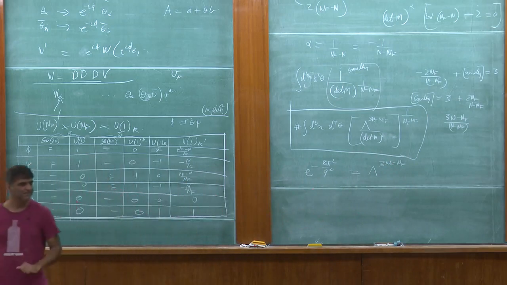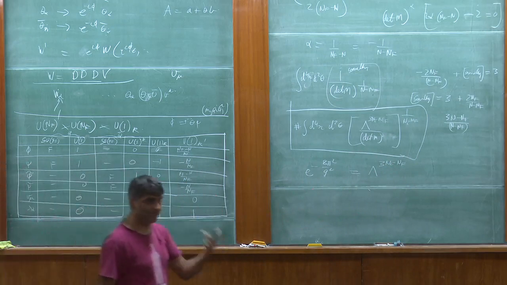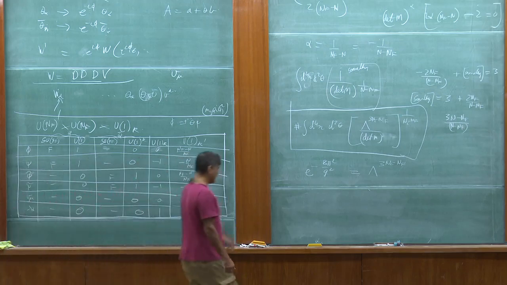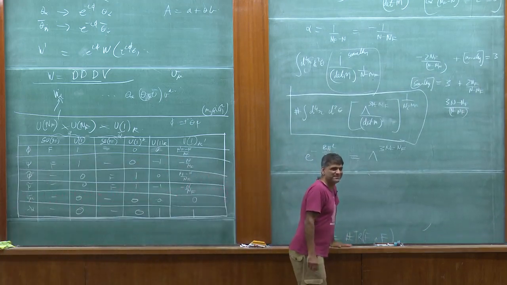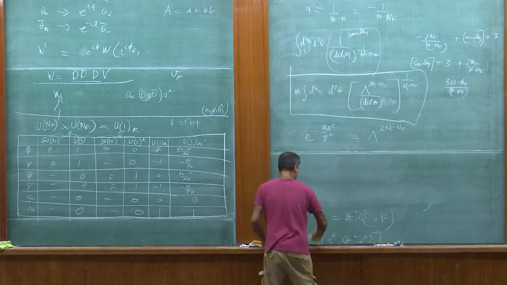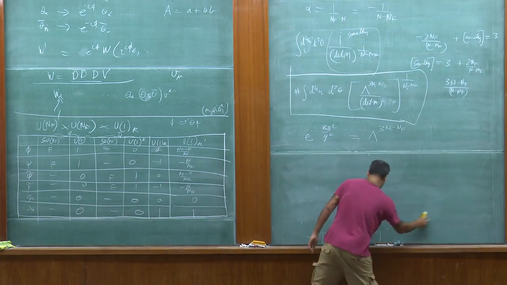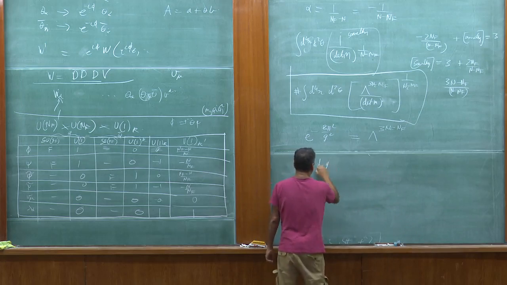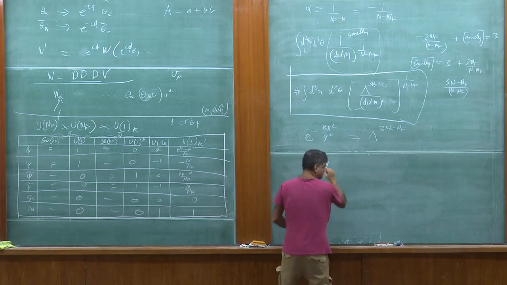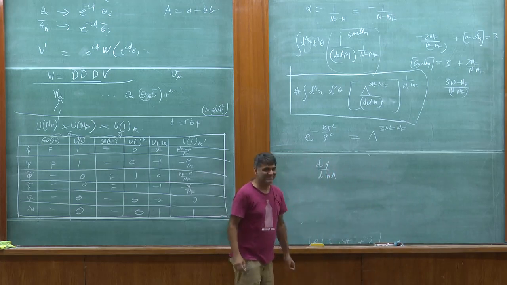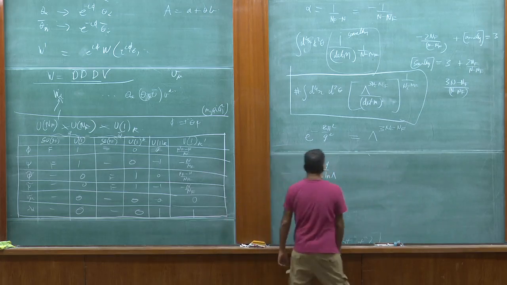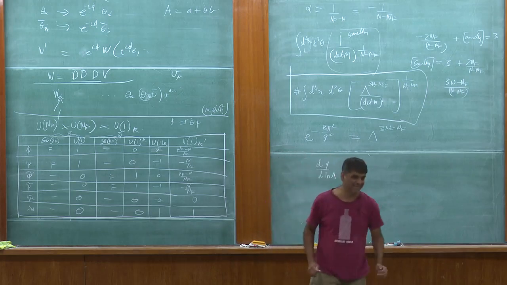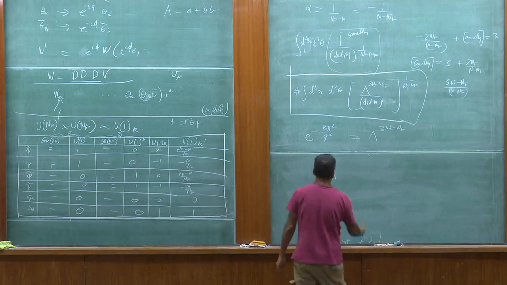Are you familiar with this? Let me remind you of it. Let's take the beta function equation and integrate it. So say we have dg by d log lambda. Let's use a convention where log lambda increases towards the IR. This is an increasing function.